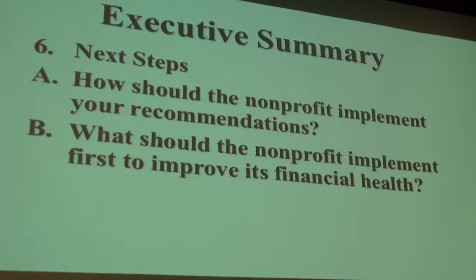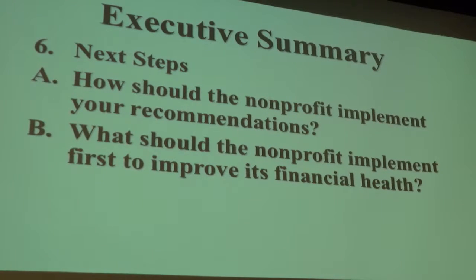The last component of the executive summary is the next steps. And this was missing in a lot of assignments. So the next steps are basically what should the nonprofit do to implement the recommendations? If you're going to make recommendations to enhance the organization, then how should the organization go about it? You can't just recommend things and then not have the option to implement them. So based on your recommendations, what is the organization going to do to make sure that those recommendations are implemented to enhance the financial condition of the organization?